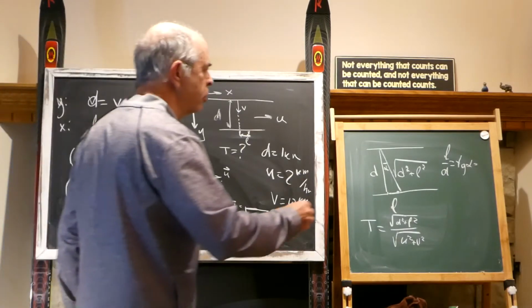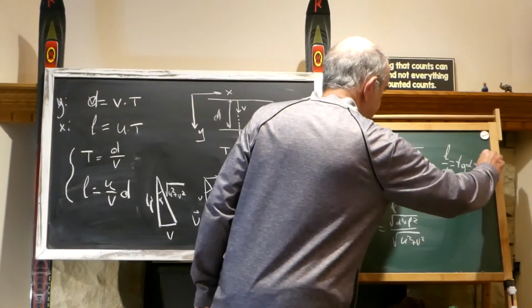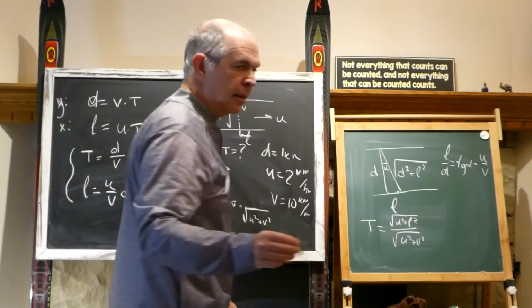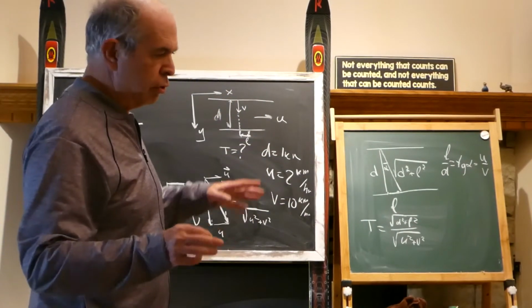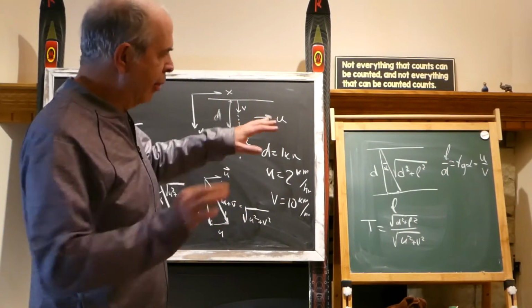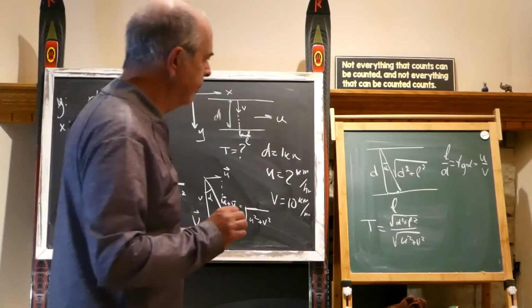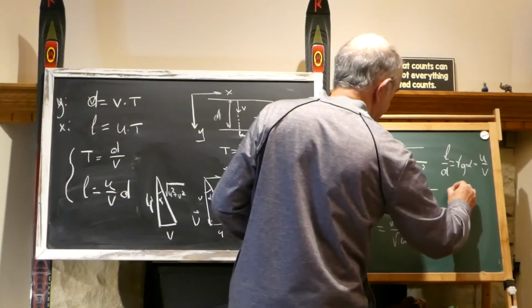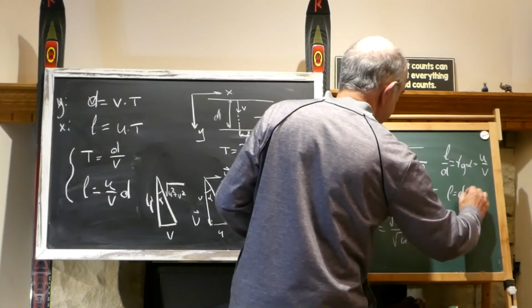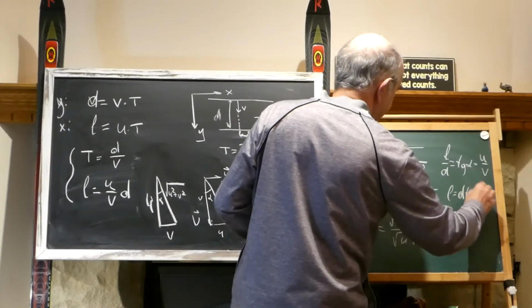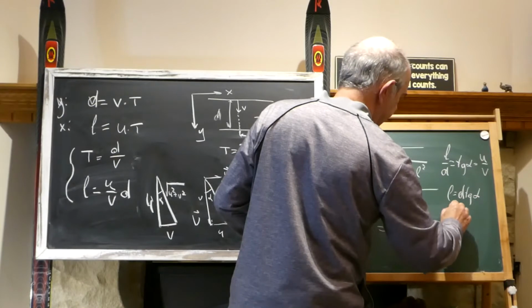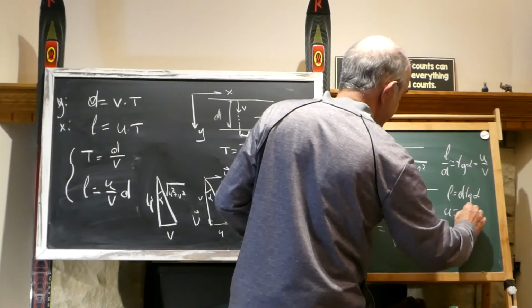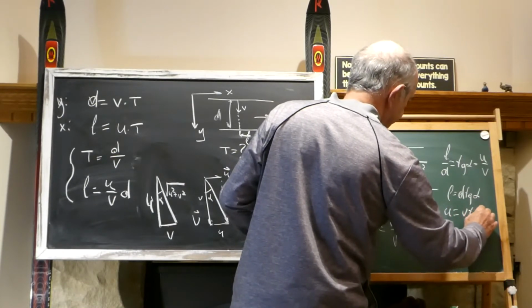This is the definition of a tangent. Please refer to the vector playlist. Please refer to the geometry playlist. I talk about those little things in detail. And so we have this, so I can write here L equals D tangent alpha, and I can say U equals V tangent alpha.